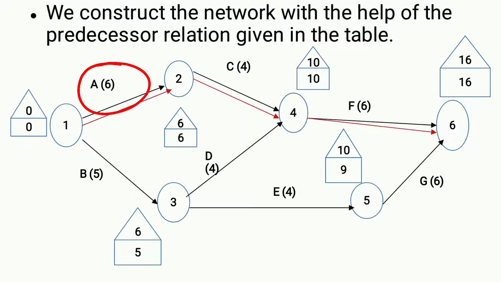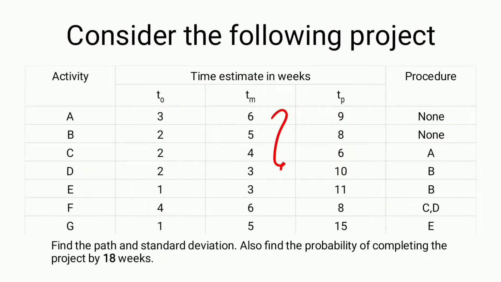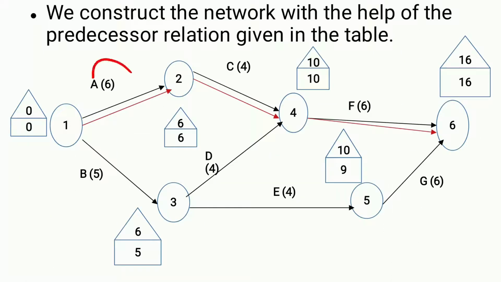How do we get this duration? The value I have written in the brackets is the duration. How we will get this duration: I will show you the most likely time. This most likely time we will use as the duration. Now, what are these values in the triangular box and rectangular box? This is the earliest time and this is the latest time.